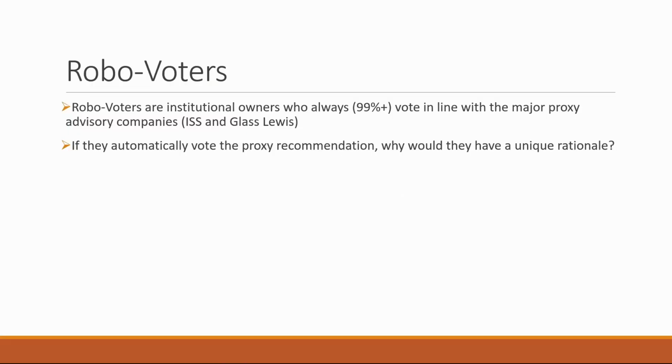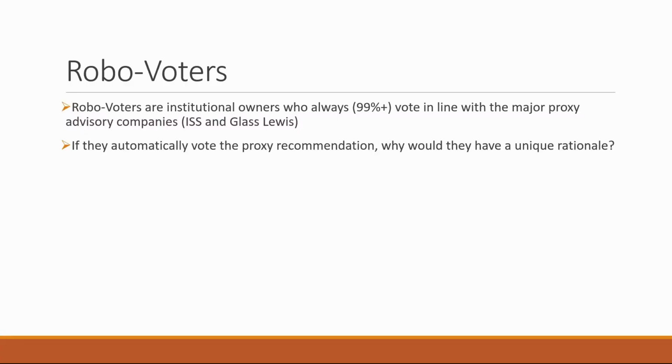They also are going to be looking at something called robo-voters. Robo-voters are institutional investors who always, 99% or more, vote in lockstep with the major proxy advisory companies. So there's two major advisory companies, ISS and Glass Lewis, and on every shareholder vote, so every vote for a director, all the other things, they will give a recommendation.